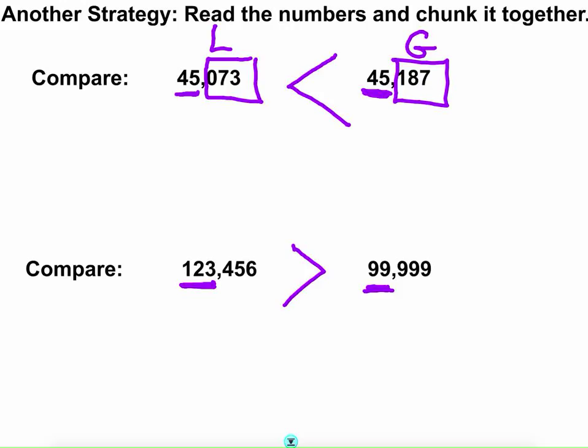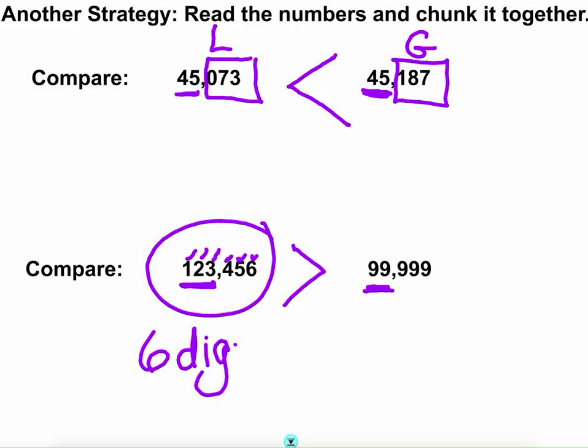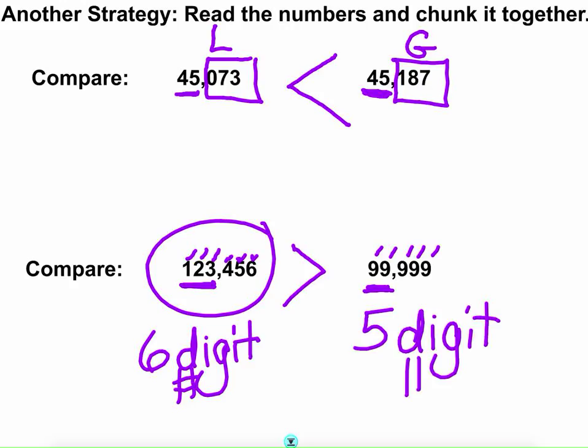Another thing that I noticed about this last example, though, is that this number here has 1, 2, 3, 4, 5, 6 digits. It's a 6-digit number. And this number here is 1, 2, 3, 4, 5, a 5-digit number. So we can say that a 6-digit number will always be greater than a 5-digit number. It has more place value.